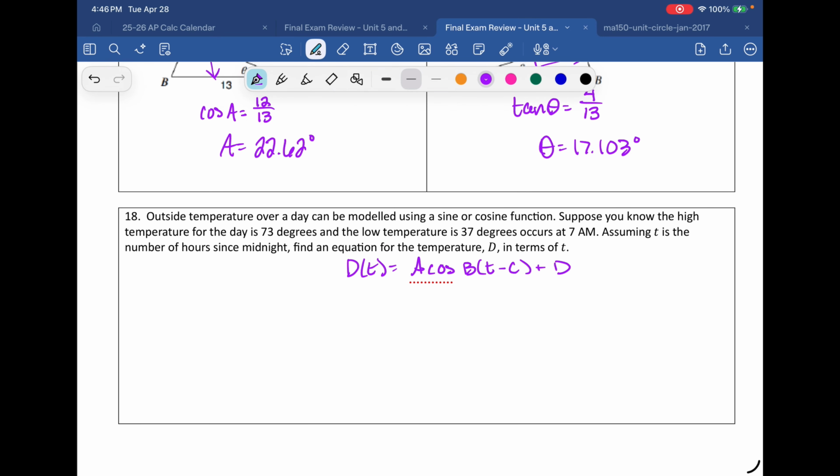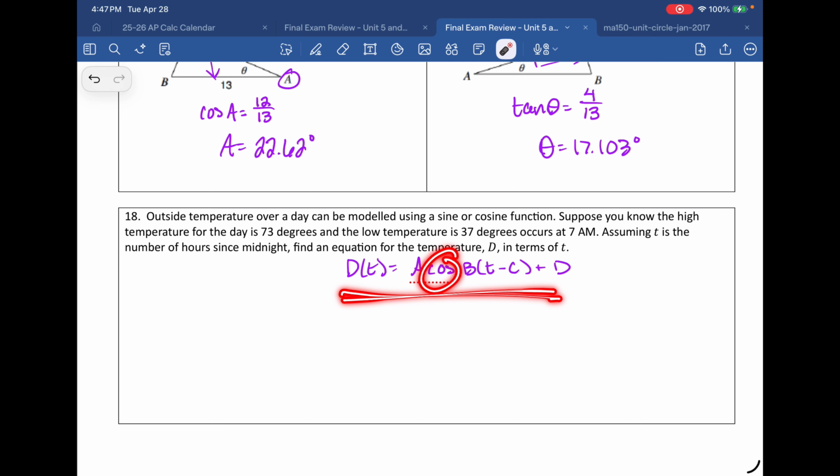All right, outside temperature over a day can be modeled using sine or cosine function. Suppose you know the high temperature for the day is 73 degrees and the low temperature is 37, which occurs at 7 a.m. Okay, assuming that the t is the number of hours since midnight, find an equation for the temperature D in terms of t. So I've already written out the equation. All right, for temperature, the easiest one to use is cosine. Okay, because cosine uses highs and lows. We literally have highs and lows. Okay, I just have to figure out whether or not there's a phase shift.